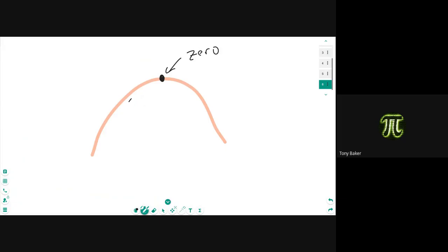Because on this side, my slopes are positive. On this side, my slopes are negative, right? But as it's getting closer and closer to that point, the slopes are getting closer and closer to 0, because it's a nice curve to that point. This side, as it's negative, it's getting closer and closer to 0 coming in from that side.